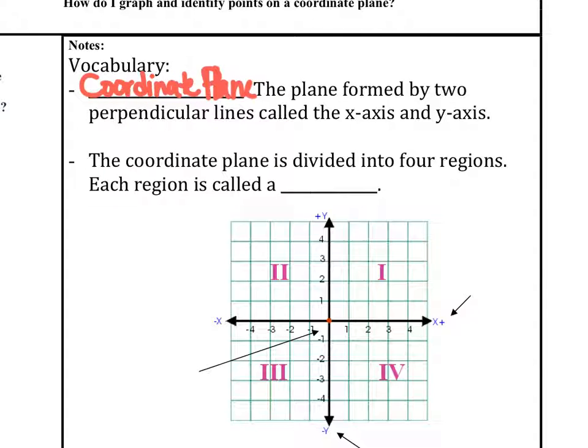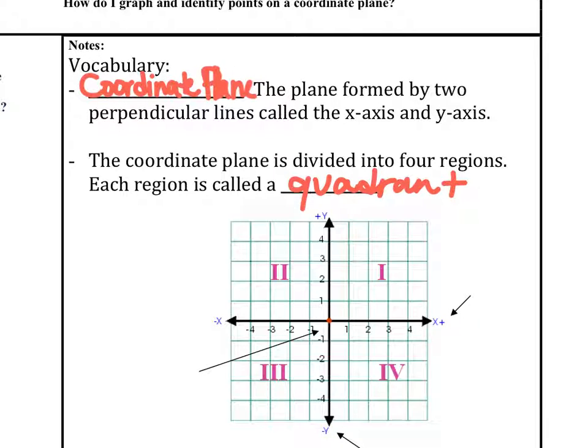This is a 4-quadrant coordinate plane. The coordinate plane is divided into 4 regions. Each region is called a quadrant. So if you look right here, you have your quadrants labeled already.